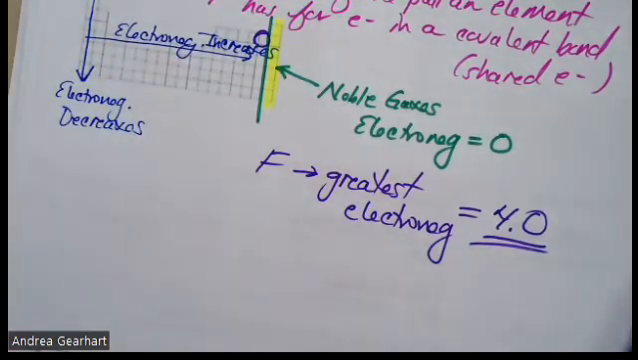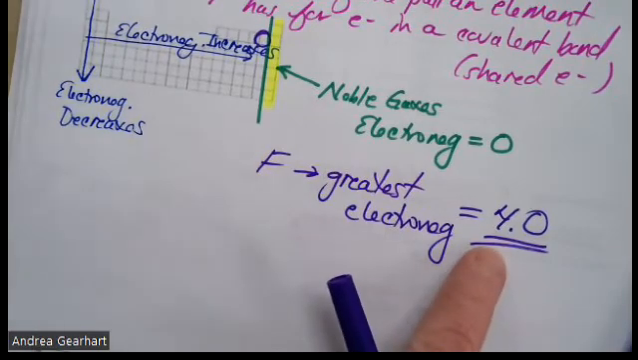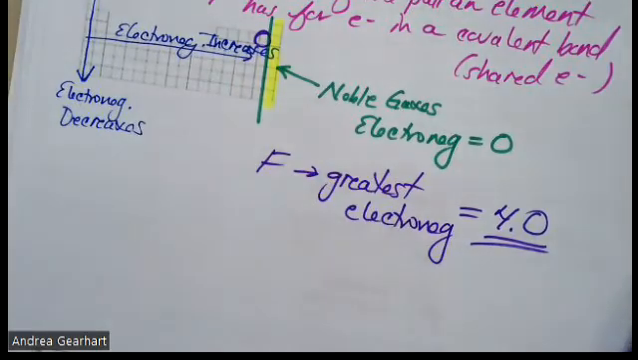Noble gases have 0. Hydrogen is, you don't have to know these, 2.1. You don't even have to know that fluorine is 4.0. I think if we know that fluorine is the most, then oxygen, chlorine, then nitrogen, and so on.